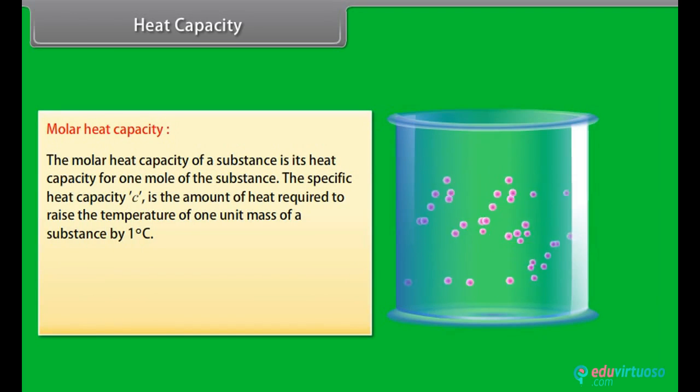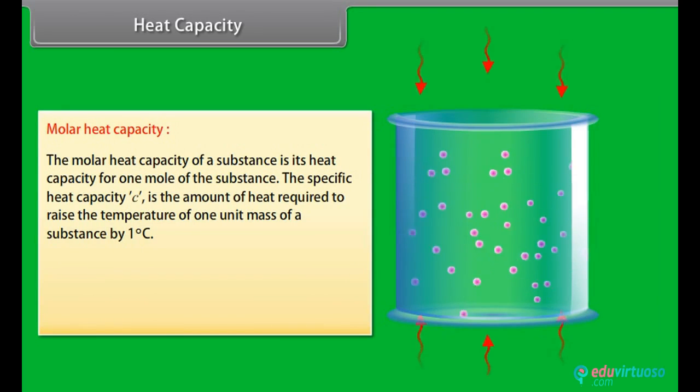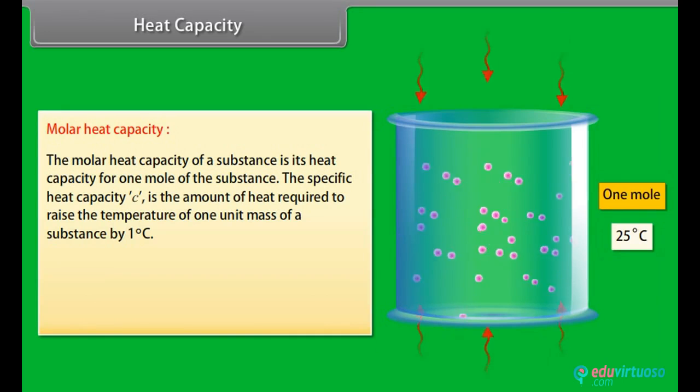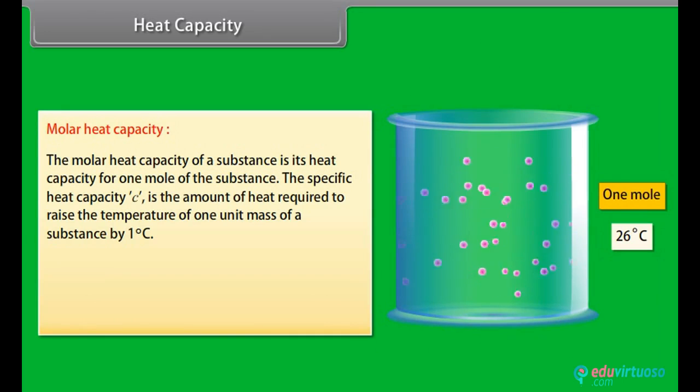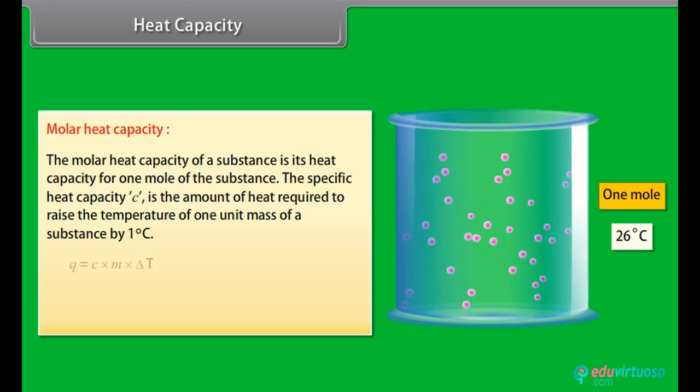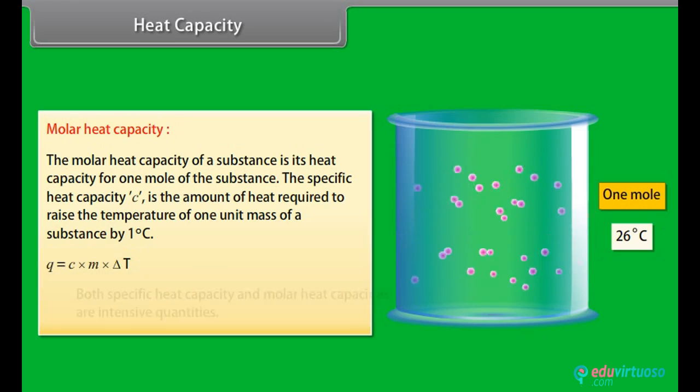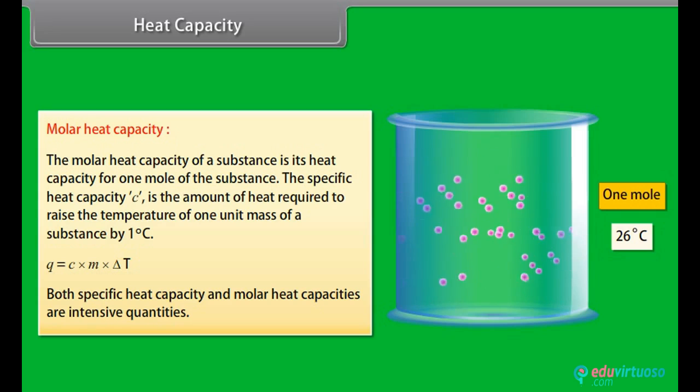The molar heat capacity of a substance is its heat capacity for 1 mole of the substance. The specific heat capacity is the amount of heat required to raise the temperature of 1 unit mass of a substance by 1 degree Celsius. Q is equal to C into m into delta T. Both specific heat capacity and molar heat capacities are intensive quantities.